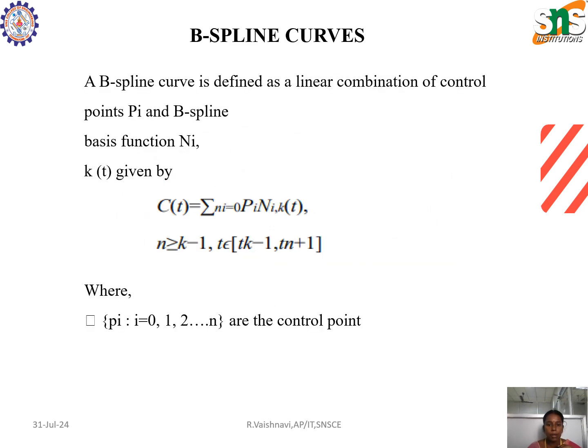Next one, B-spline curves. A B-spline curve is defined as a linear combination of the control points Pi and the B-spline basis function Ni,k(t), given by C(t) = summation i = 0 to n of Pi Ni,k(t), where n is greater than or equal to k minus 1, and t belongs to [t(k-1), t(n+1)], where Pi, that is i = 0, 1, 2 up to n, are the control points.